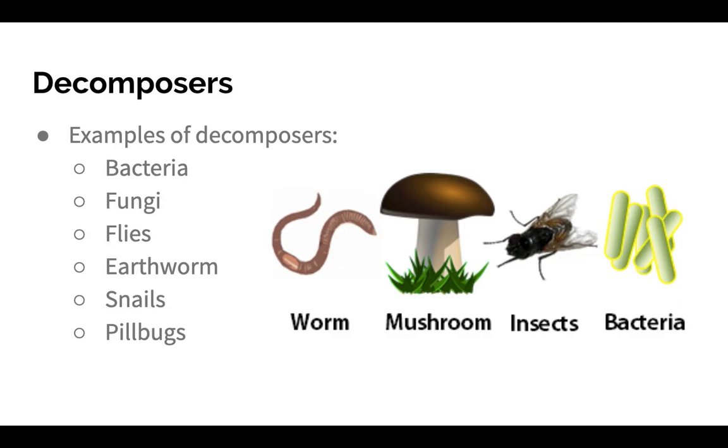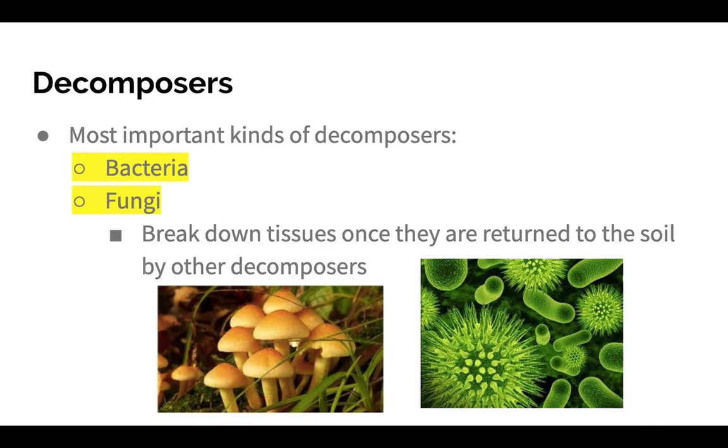Earthworms and snails, as I showed you on the last slide. And then pill bugs, you also might call them potato bugs or roly-polies. Those are those cute little gray bugs that when you poke them, they roll up into a ball. But they are also examples of a decomposer. Now, the two most important kinds are going to be bacteria and fungi. They're going to kind of do the most in terms of decomposing in an ecosystem. So again, they break down tissues and cells, and they return those nutrients back into the ecosystem.